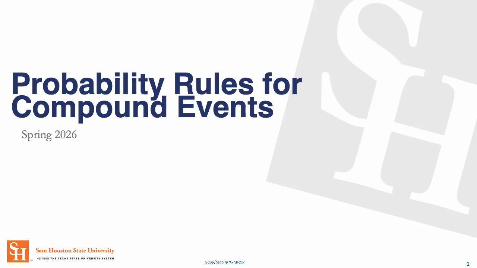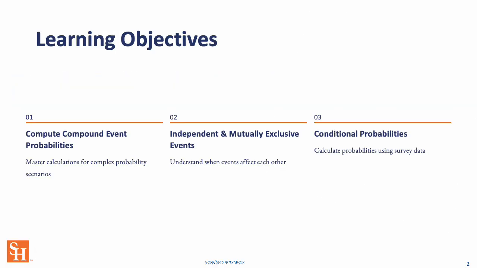In the previous lesson, we discussed some basic rules in probability, and in this lesson, we'll be discussing some more advanced rules in probability. The main goal of today's lesson is to be able to compute probabilities associated with different complex events, and we should also be able to identify the difference between independent events and mutually exclusive events. And we'll also define, with an example, what conditional probability is.